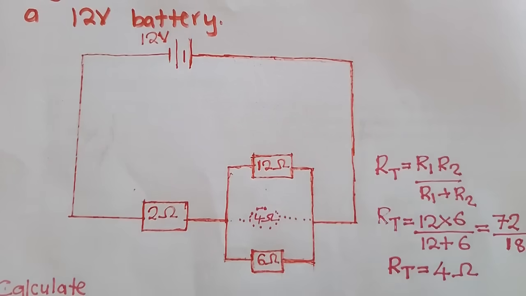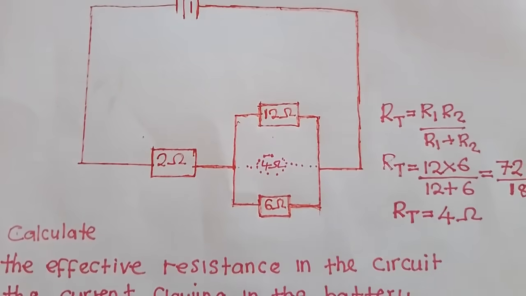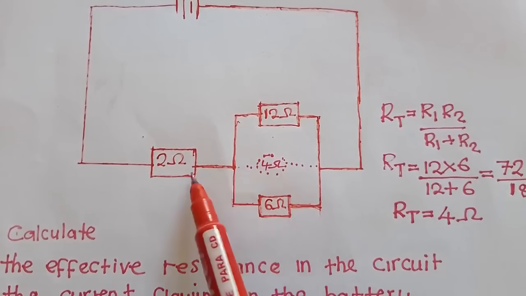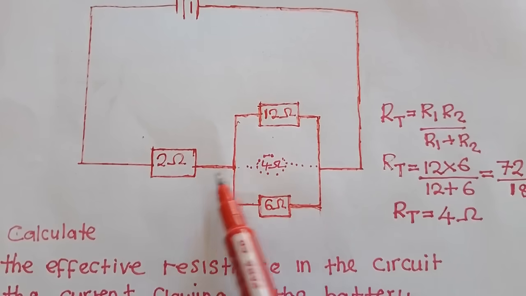Now the question was to find the total resistance in the circuit. So what I'm going to do now is add these two. These two are now in series. So how do we find resistance in series? You just add the resistors.